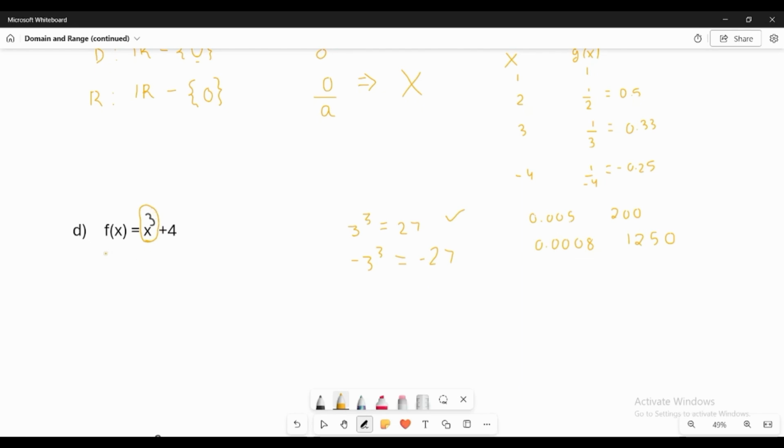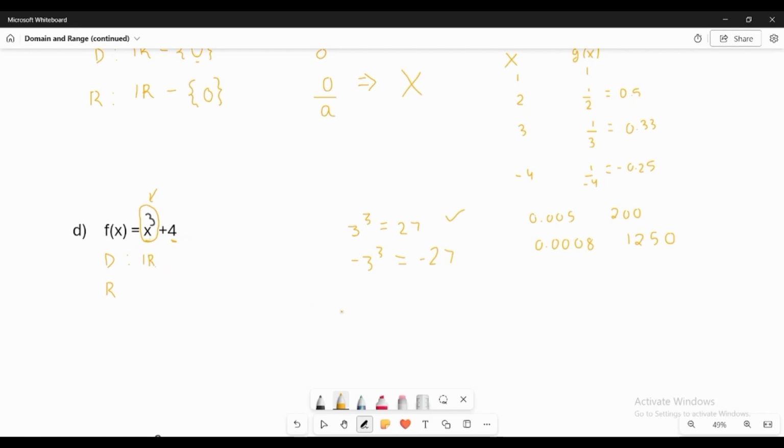And again, you know that you can take any value in place of x. That means here your domain is going to be the set of all the real numbers again. And again, the range will also be the set of all the real numbers, because here also you can see this can be positive as well as negative. And then you will add 4 to it. So let's take some examples here.